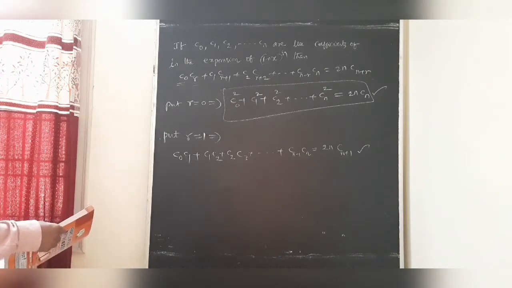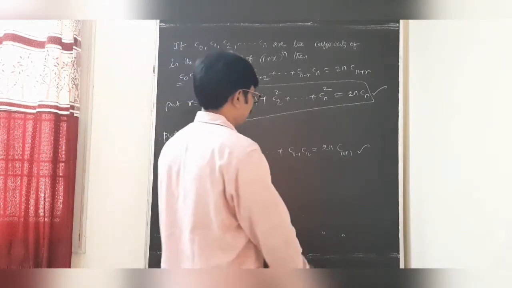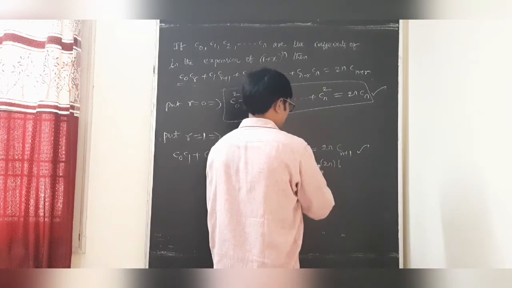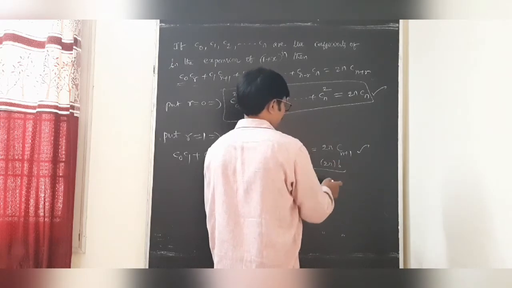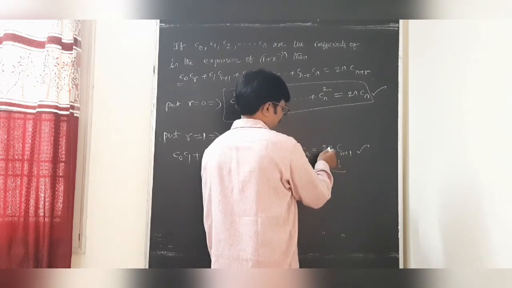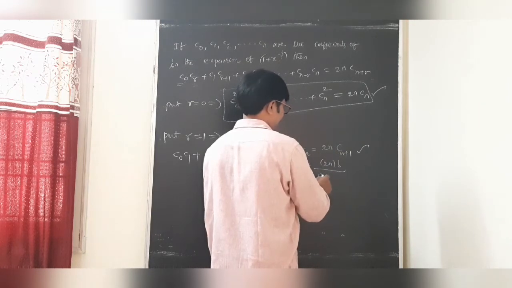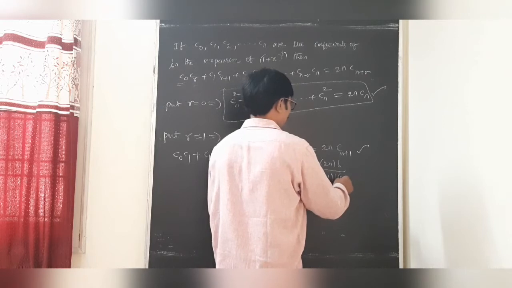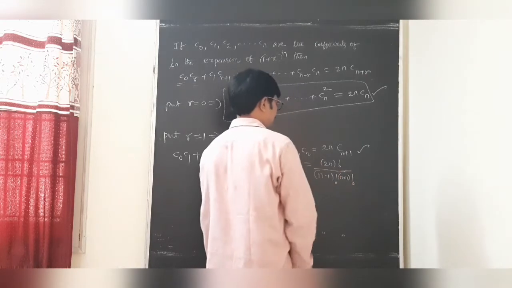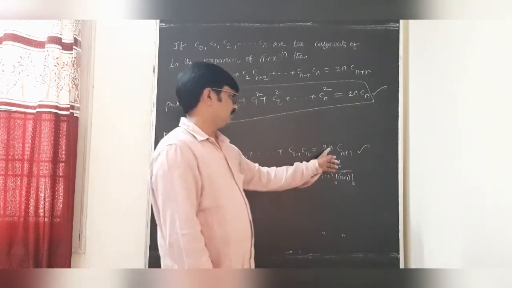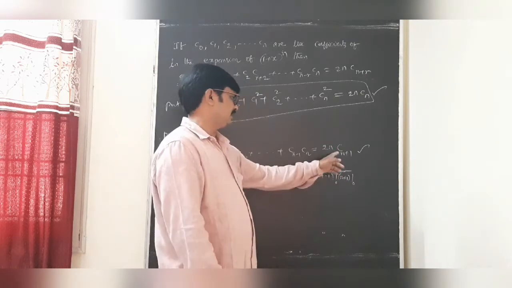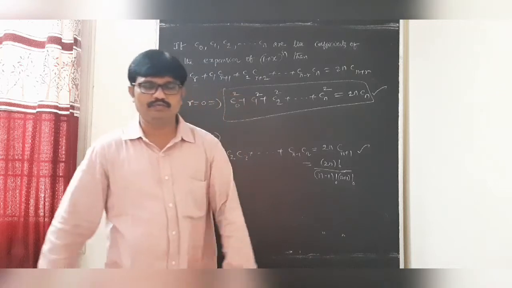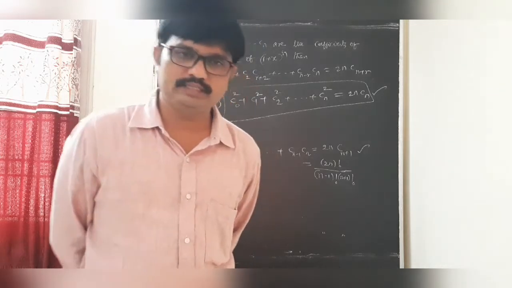This is also, students, we can write as 2n factorial upon (n minus r) factorial, that is (2n minus n minus 1) factorial into (n plus 1) factorial. Is it clear, students? 2n factorial by (n minus 1) factorial into (n plus 1) factorial. Okay, students?